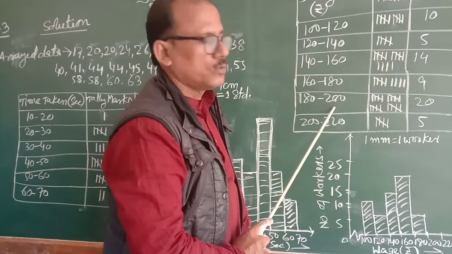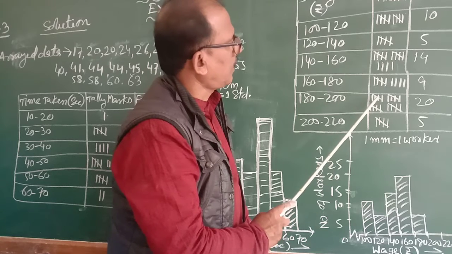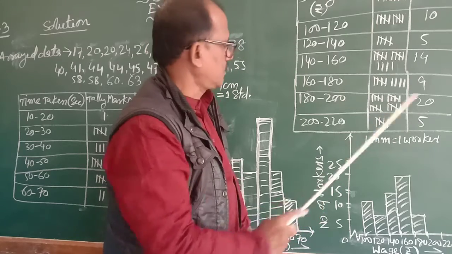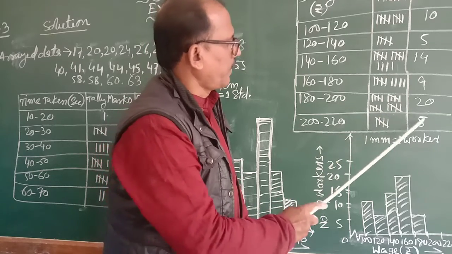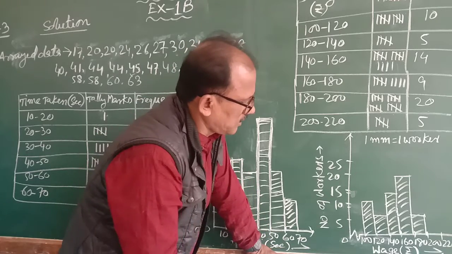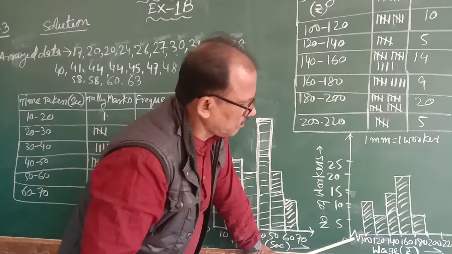And 180 to 200 rupees earned by the worker. How many? 1, 2, 3, 4, 5. 5 fours are 20 workers. Now 200 to 220, 5 workers. Now children, you have done the graph. Y-axis will be the frequency, the number of workers, and x-axis will show the wage.